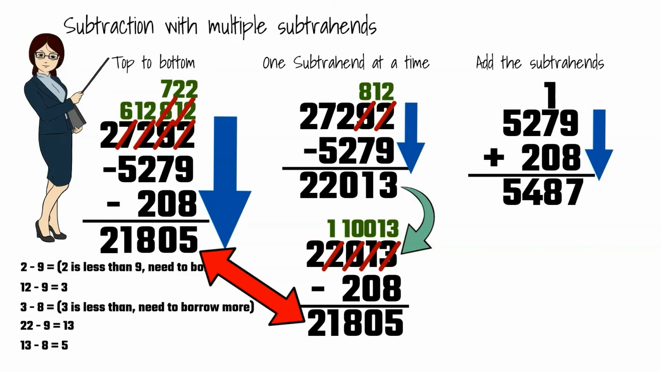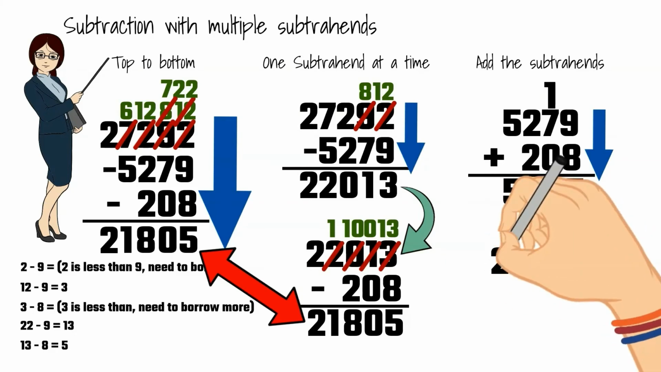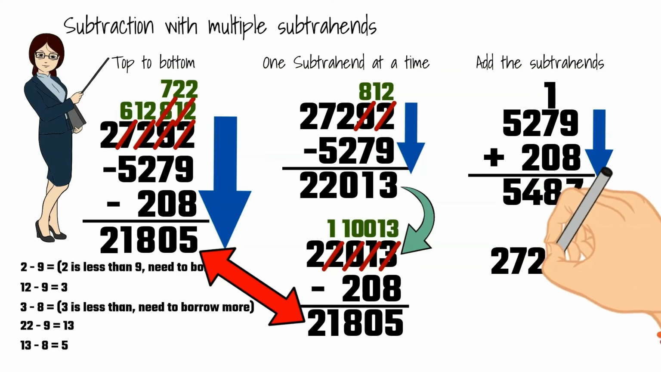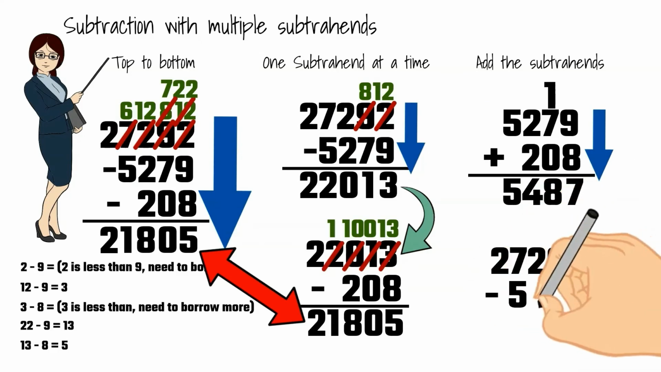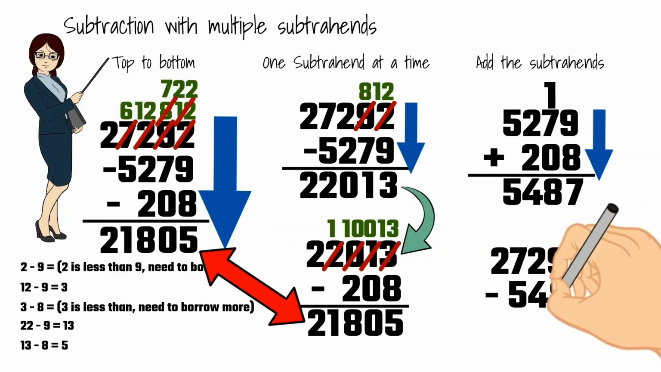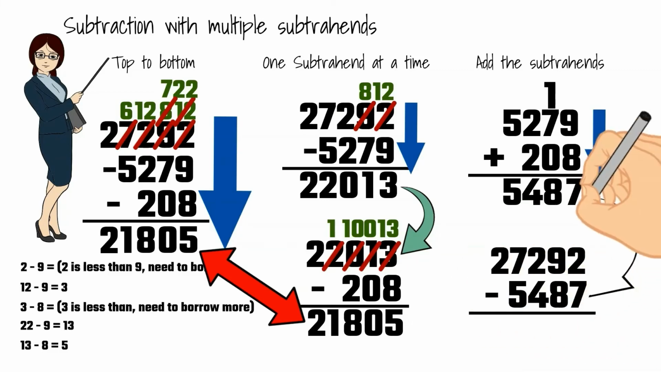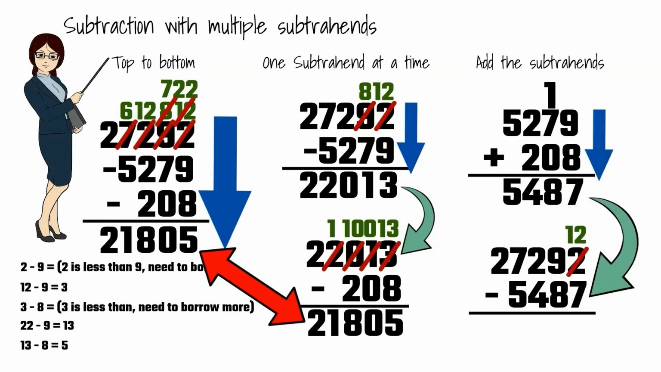This sum becomes the new subtrahend. The next expression is therefore 27,292 minus 5,487. Let us subtract. 2 minus 7. 2 is less than 7. Borrow 1 from 9. 2 becomes 12. And 9 becomes 8. Let us try the subtraction in the ones place again. 12 minus 7 equals 5.